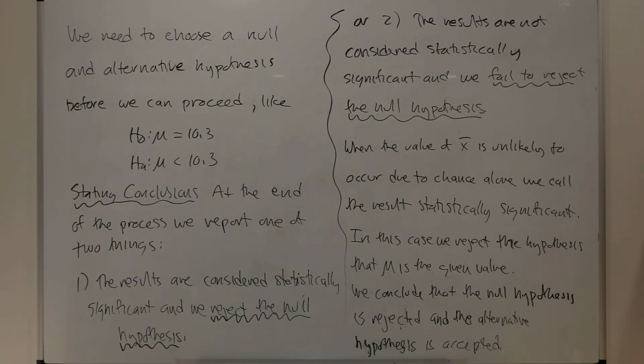So since you have three different kinds of alternatives, the only reason you would accept this alternative that the mean is less than 10.3 is if you saw evidence that the mean is smaller than 10.3. If that's what you're looking for, you don't reject the null hypothesis if you get a mean greater. That's pretty much how it works out.